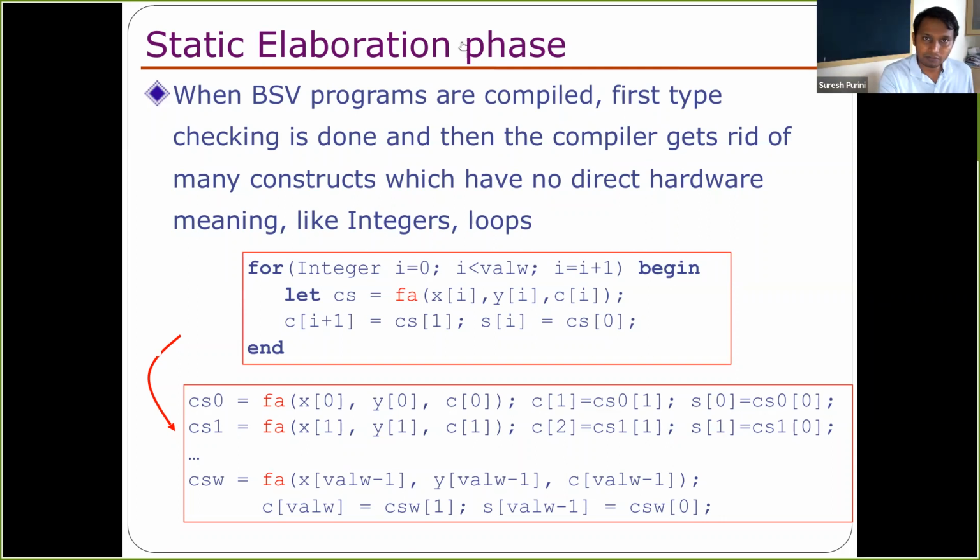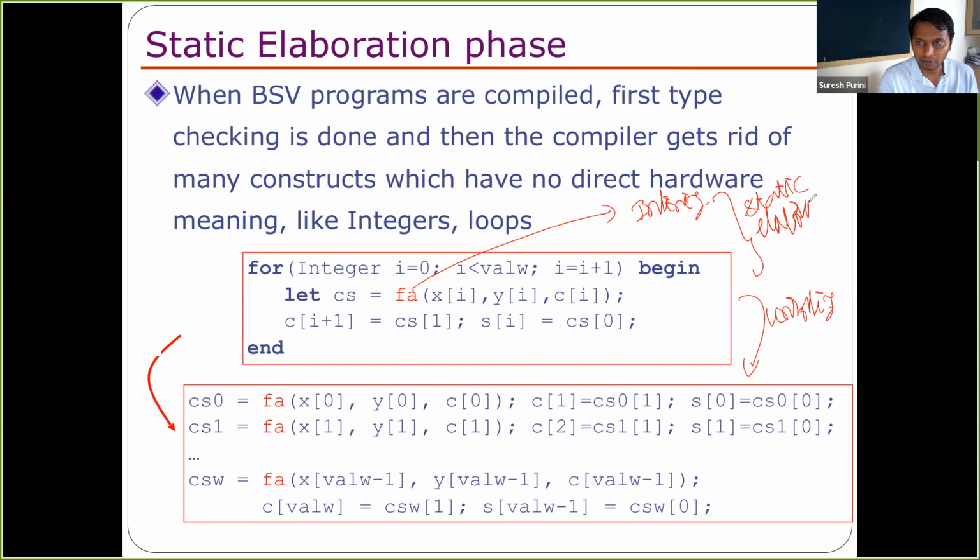You really have to keep this in mind. The code that you write in Bluespec is not like C or C++ code. It's not going to get executed. Two things happen: one is inlining, another is unrolling, from here to here. These two things together constitute static elaboration. Static means elaboration at compile time, because we have to generate hardware.